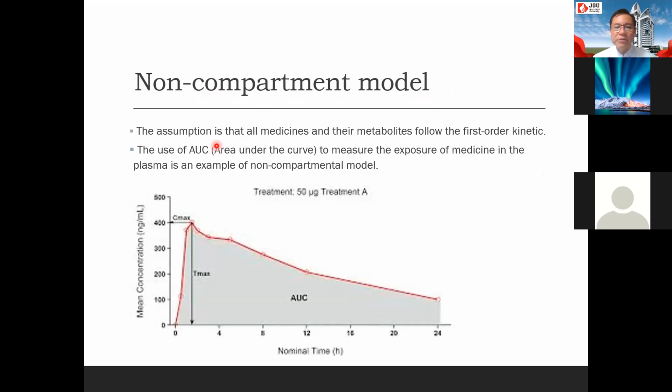In the non-compartment model, the assumption is that all medicines and their metabolites follow first order kinetics, and the use of AUC. You heard about AUC, area under the curve, to measure the exposure of medicine in the plasma. So the AUC is an example of the non-compartment model.